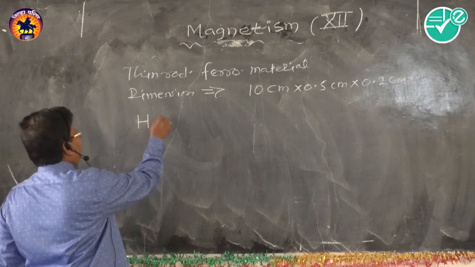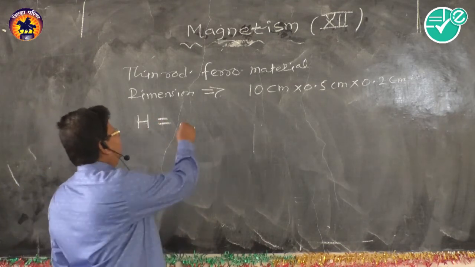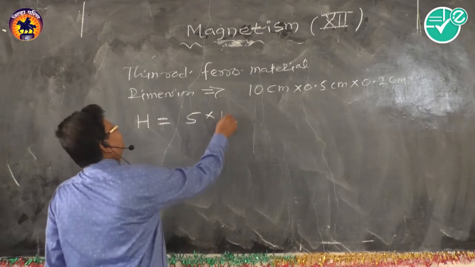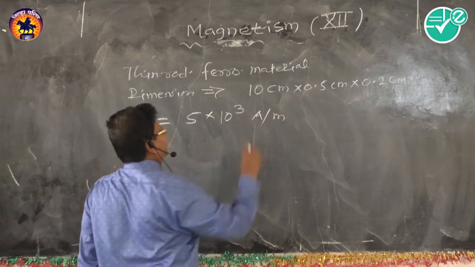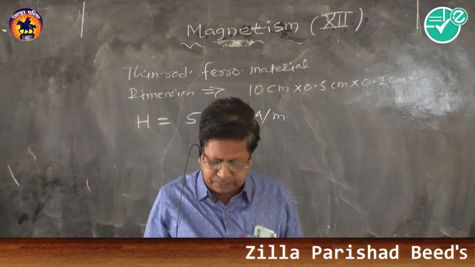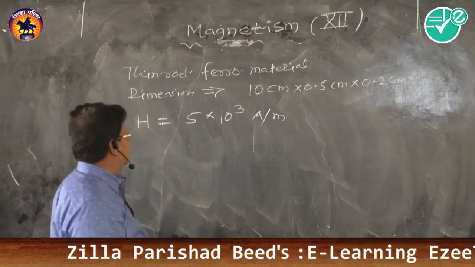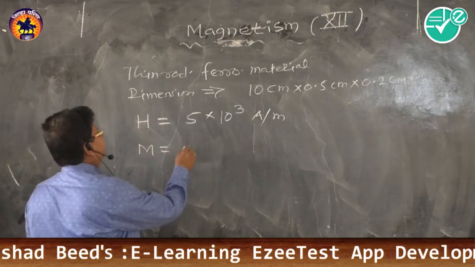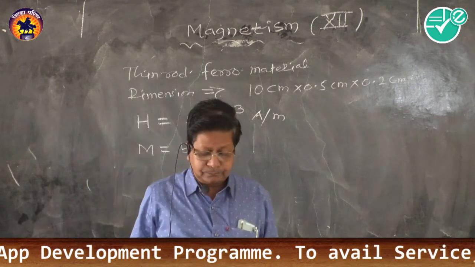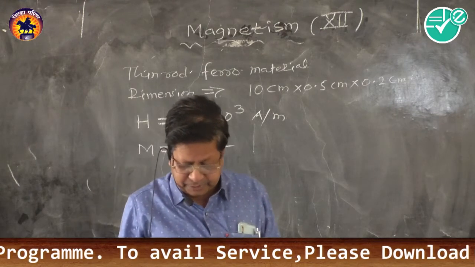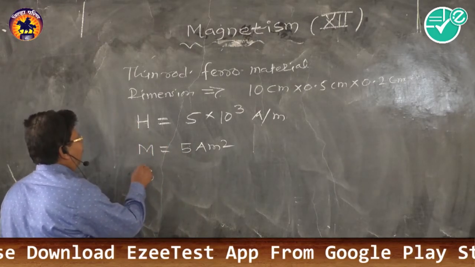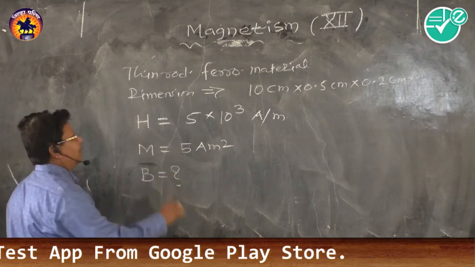The value of H is 5 into 10 to the power 3 ampere per meter, and the magnetic dipole moment is provided, which is 5 ampere meter square. In this case, we have to calculate magnetic induction B.